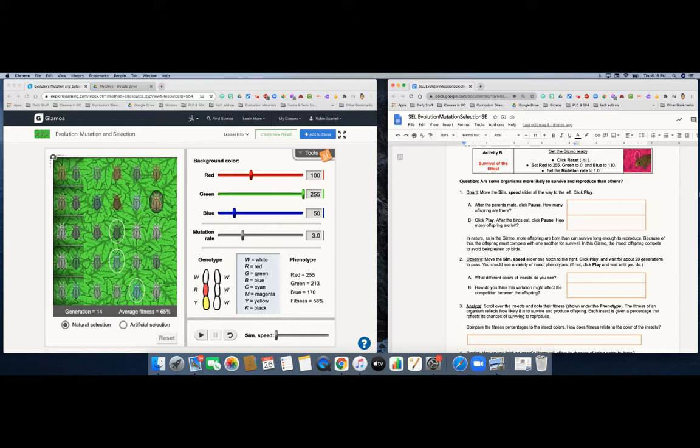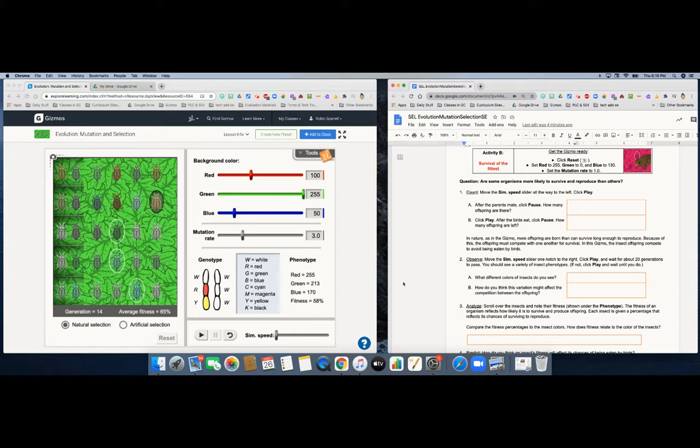Okay. And so now what we're going to do is look at survival of the fittest. Survival of the fittest is a Darwinian concept that means the better you are adapted to your environment, the more likely you are to survive. So therefore, the more likely you are to reproduce. So we're going to start on activity B. And again, that is survival of the fittest.